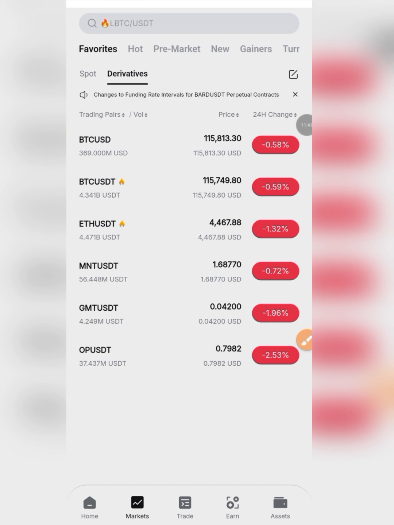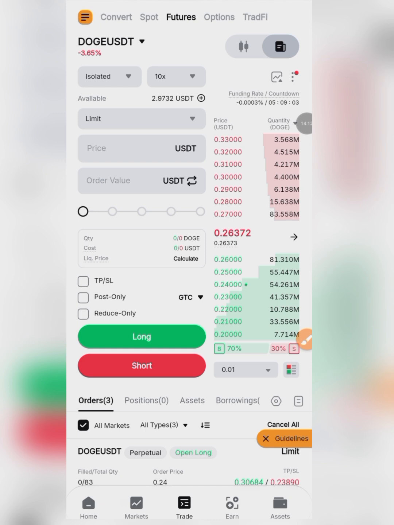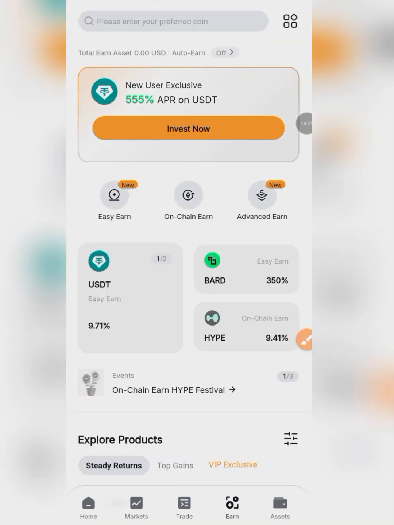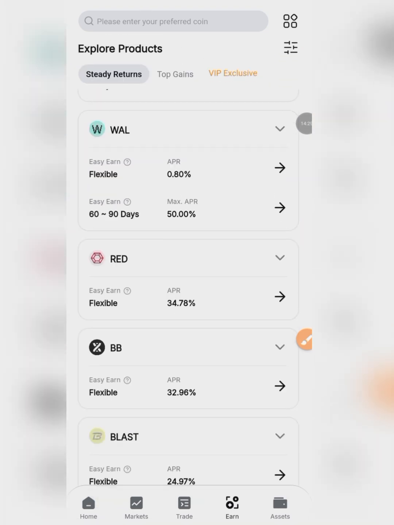Okay, the next one is your trade. Next is the trading platform. We are coming back to this trading because we have a whole lot of work to do here. Let's go to our earning. Here you can also earn other bonuses when you stake USDT, when you stake your coins and all of that.